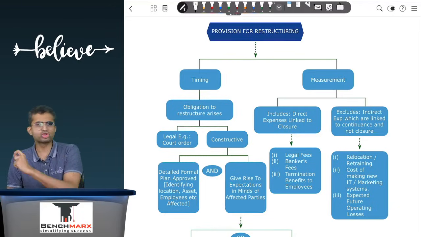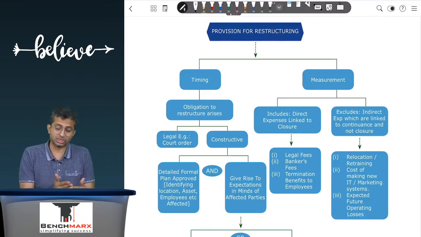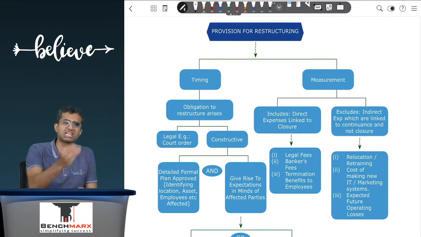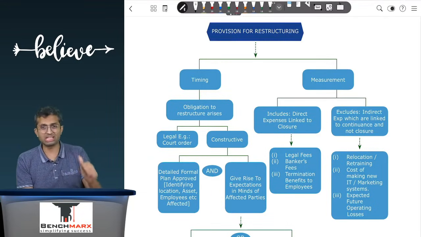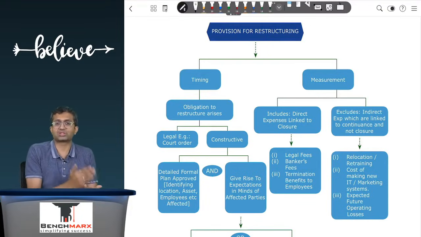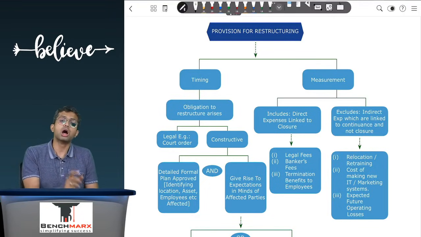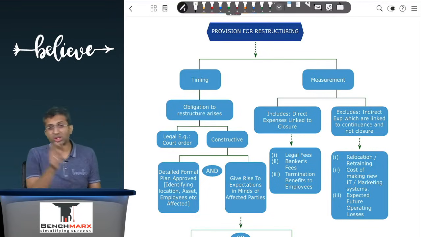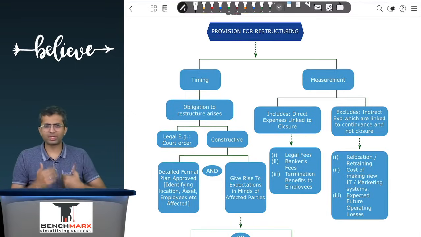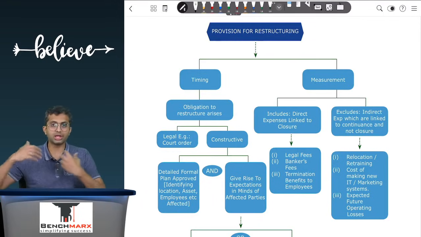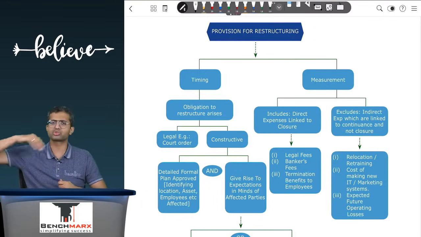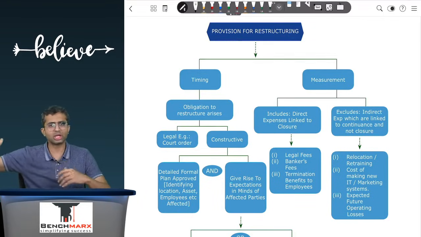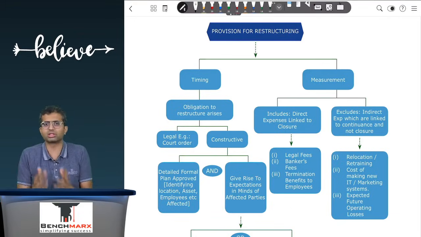But at what amount should you create a provision for restructuring? Well, the standard says that we will include directly attributable cost to restructuring, that is legal cost, bankers' fees, or termination expenses linked to employees whose employment is getting terminated. Now, what will not be included in the provision for restructuring? Costs which may be relocation costs, or costs which may be incurred to set up new infrastructure or new distribution networks at the new place that you are shifting, etc. These will not be included.